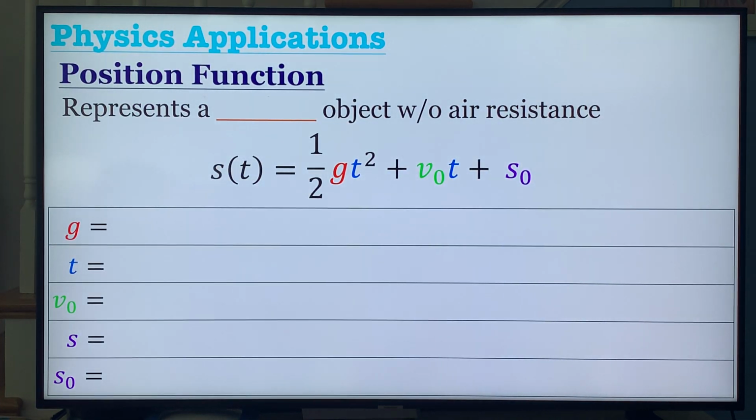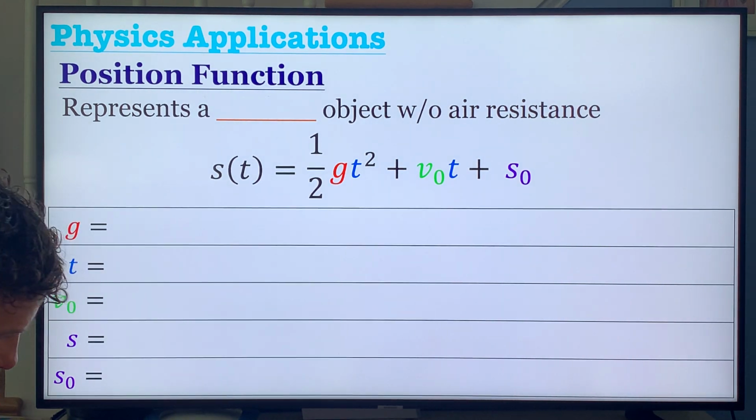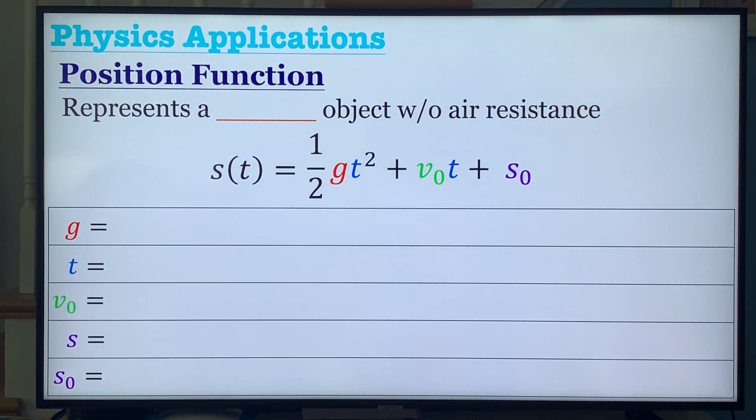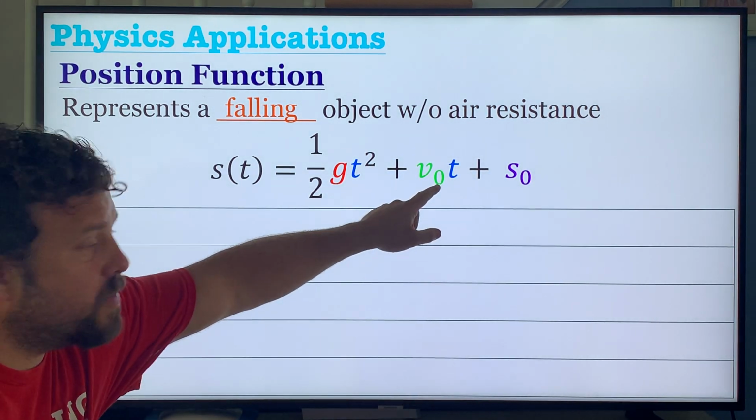All right, let's move on to the next part, the physics applications. Now, the way this works pretty much, position represents a blank object without air resistance. What do you think? A falling object. So, in this case, S of t equals 1/2 g t squared plus V0 t plus S0. Now this is subscript, so subscript 0.